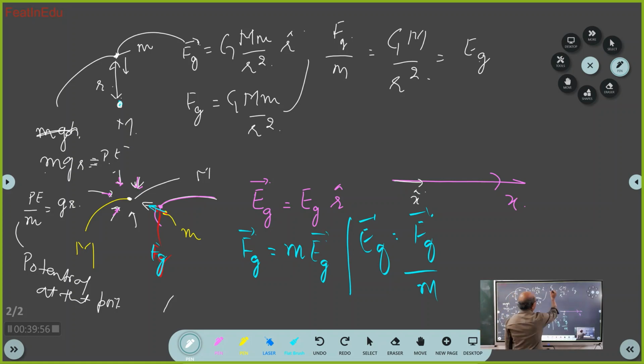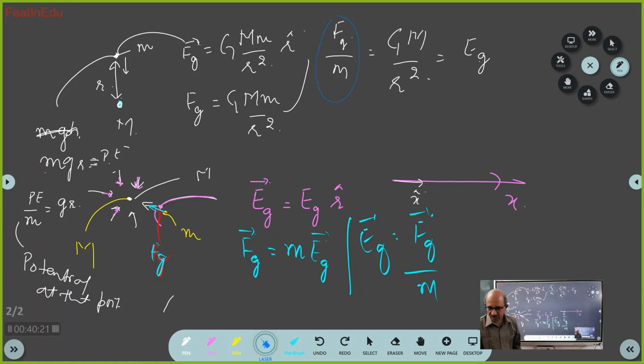Now, what is this, gentlemen? Gravitational field? No, I didn't ask that. I have only marked here. What is this? Fg by m. Gravitational force per unit mass. Correct now? Yes, sir.